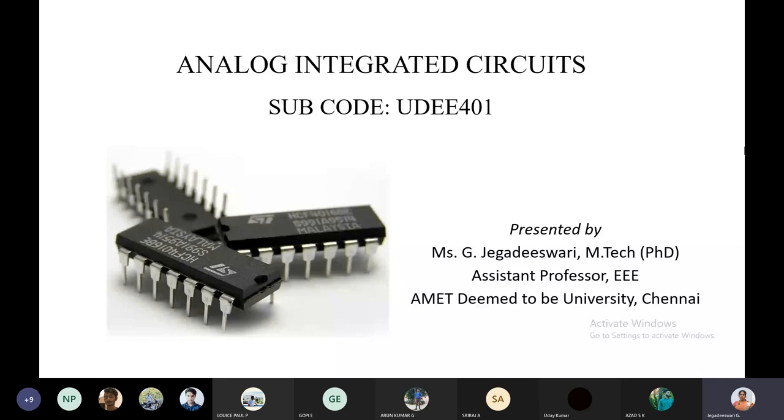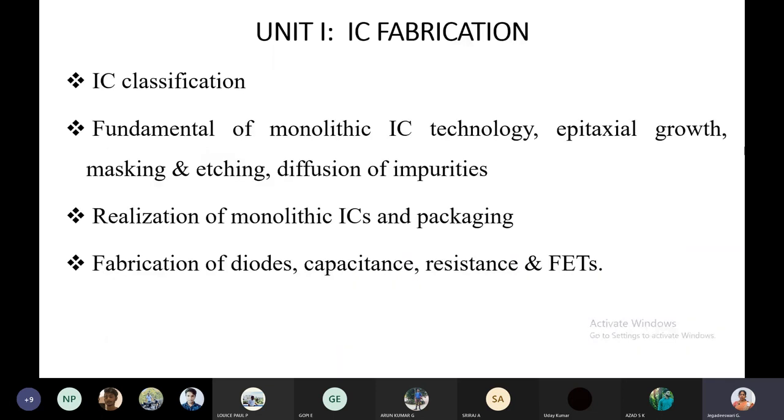Unit 1 is IC fabrication. Under unit 1, these are the topics we are going to discuss. First is IC classification, then fundamentals of monolithic IC technology. Normally the IC is classified into many types. In that, monolithic IC is one special technology we are using nowadays to fabricate an IC. In the fundamentals of monolithic IC technology, we are going to see epitaxial growth, masking, etching, and diffusion of impurities. These are all the procedures of making an IC.